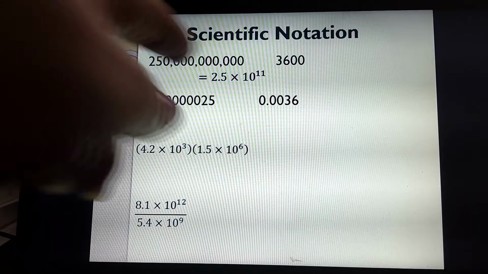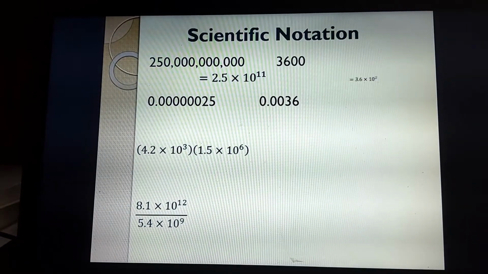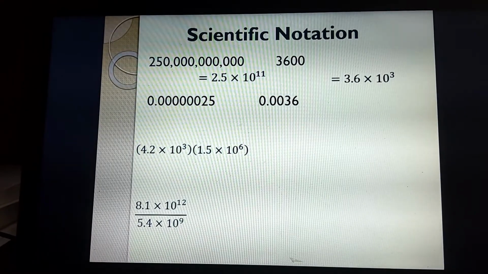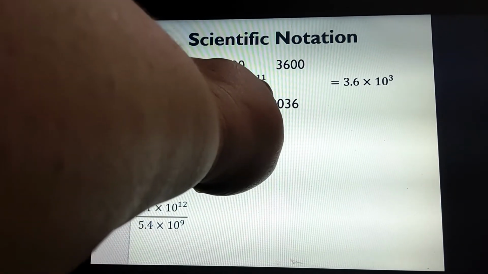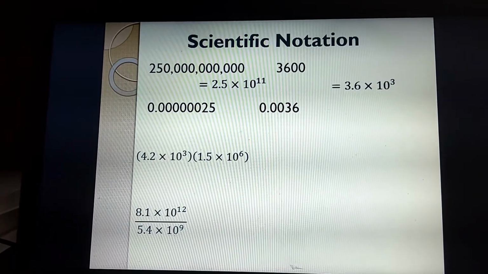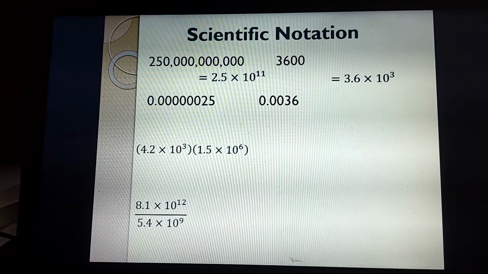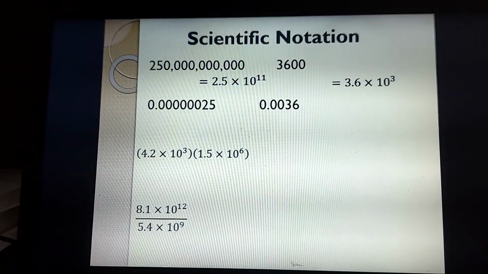3,600 will become 3.6. And then I only move the decimal place 3 places. So 3.6 times 10 to the third. Now, when your exponent is a positive number, that means it's a large number. To express little numbers, you're going to use negative exponents.